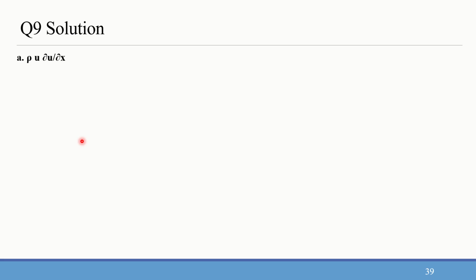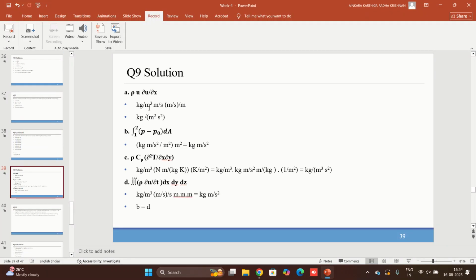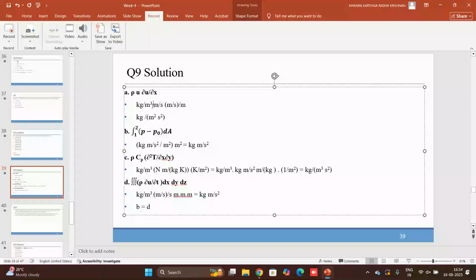Question 9 solution. First one, let us take rho u dou u by dou x. So its unit is, rho is kg per meter cube, u is meter per second, dou u is meter per second, divided by x is meter. I think I should have put some dot, right? Otherwise it might be confusing.